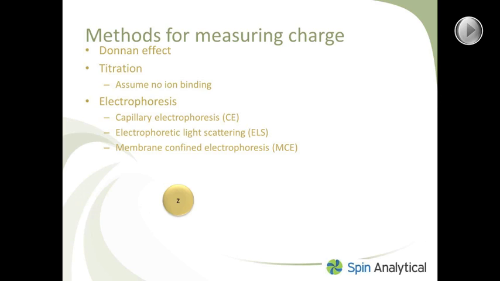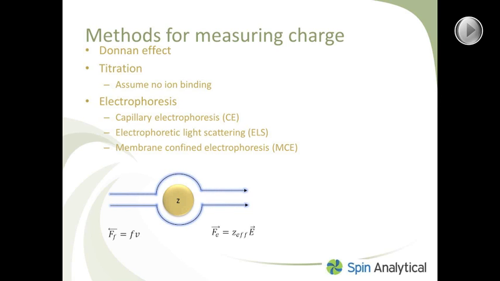In all these electrophoretic devices, what you're doing is putting a charged molecule in an electric field. If we balance the forces on there, we have the force of the charge on the molecule times the electric field, and there's a frictional force which is going to be pointing in the opposite direction. Those two are going to balance, leading to a constant velocity.